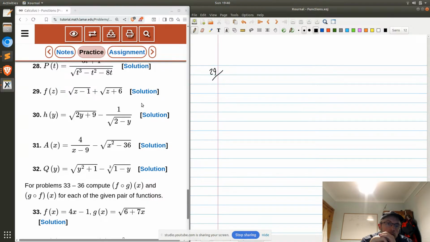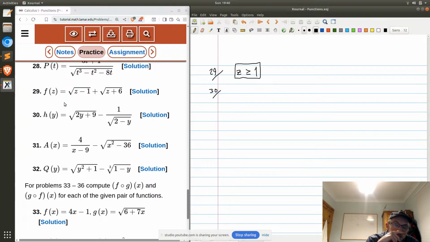Okay, so we need to make sure that this does not go negative. So for this one, z has to be greater than or equal to 1. And for this one, z has to be greater than -6, which is a stronger condition than this. So we'll just say that much.